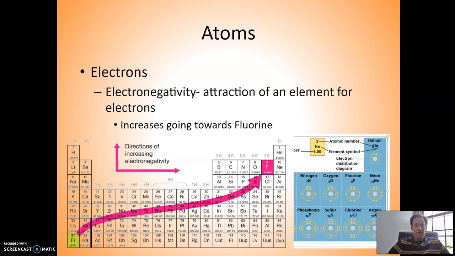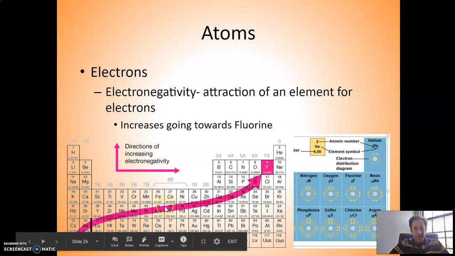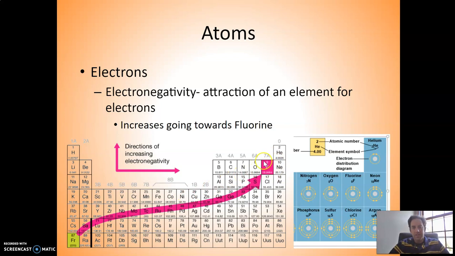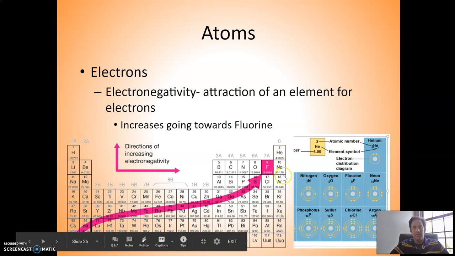One final little thing about electrons. There is this thing called electronegativity, which is the attraction of an element for electrons. It turns out that different atoms tend to draw electrons in a little more strongly than others. And electronegativity tends to increase as you go up and to the right on the periodic table. And the most electronegative atom in the whole wide world is fluorine. Now, the reason for this is that, remember, the octet rule says atoms are most stable when they're in this outermost energy level configuration. So fluorine is like one away from being stable.